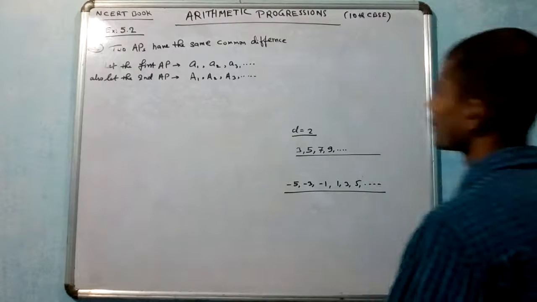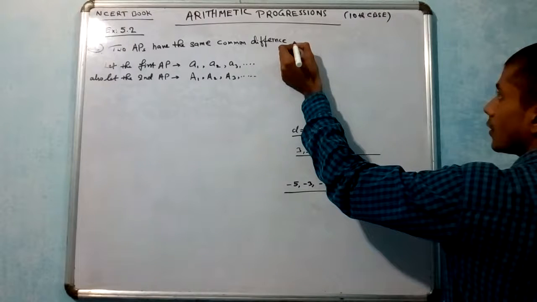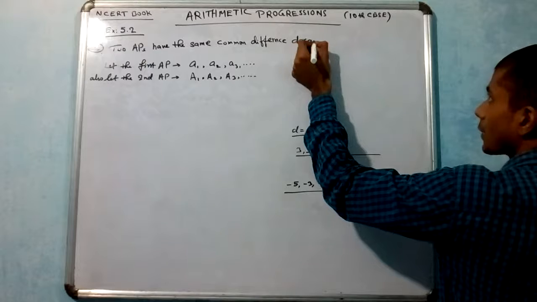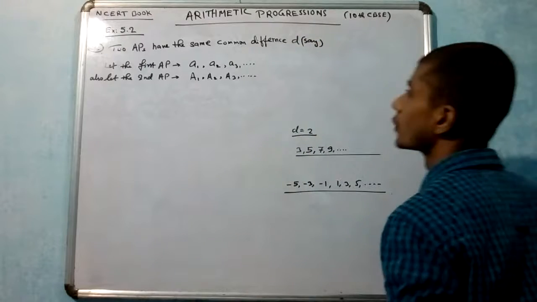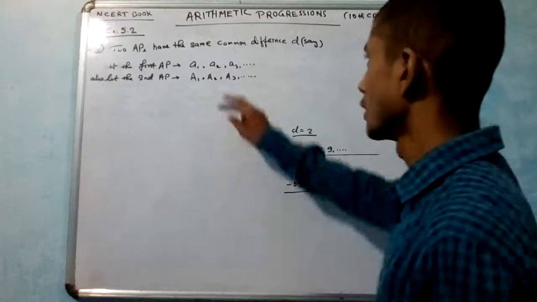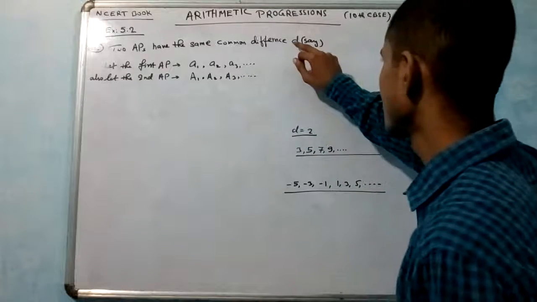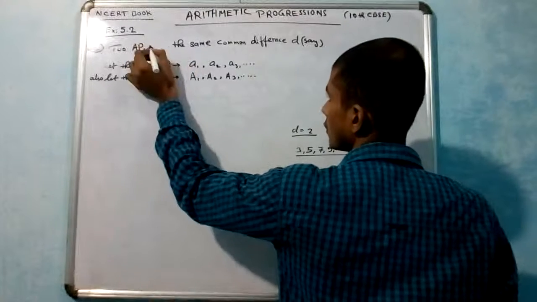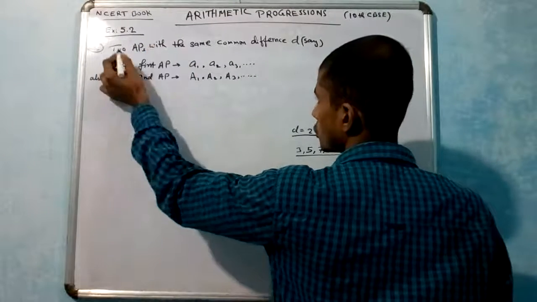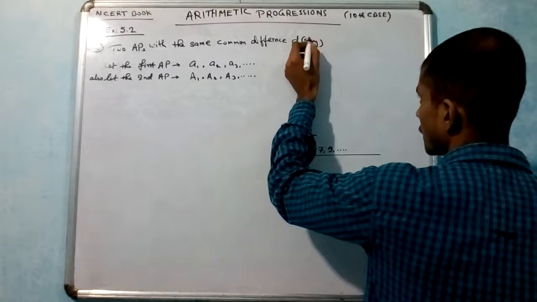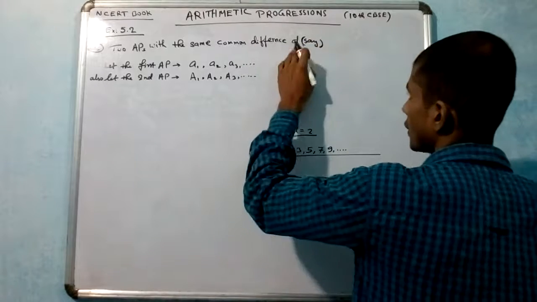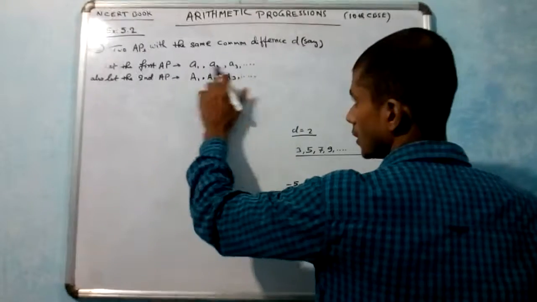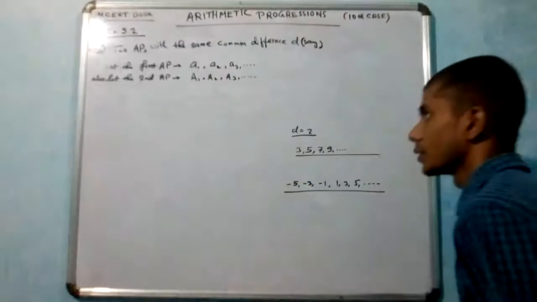Two APs have the same common difference D, okay? And in bracket I'm writing "say". What does it mean? We are assuming two APs with the same common difference D. Say means let us assume that the common difference is D and the two APs are these. Let the first AP be this, let the second AP be this.